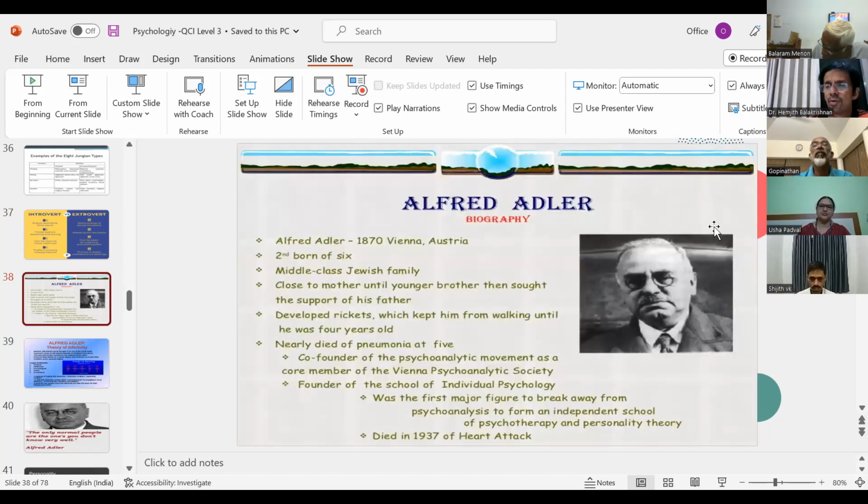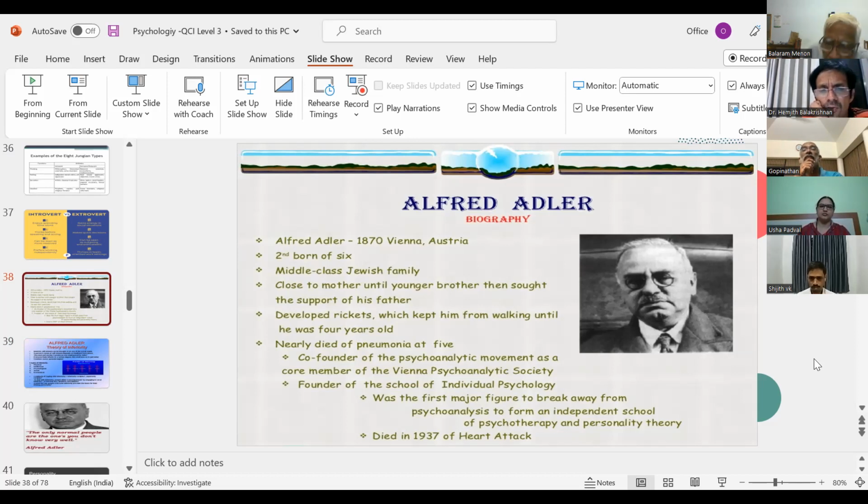The next thinker. So we have gone through Jung. Yesterday we went through Sigmund Freud, id, ego, superego. Today we have covered Carl Jung, just an overview. Now we have gone to Alfred Adler. Alfred Adler, 1870, Vienna. Most of these people were from Europe. Second born of six, middle class Jewish family, close to his mother until a younger brother was born, then sought the support of his father.